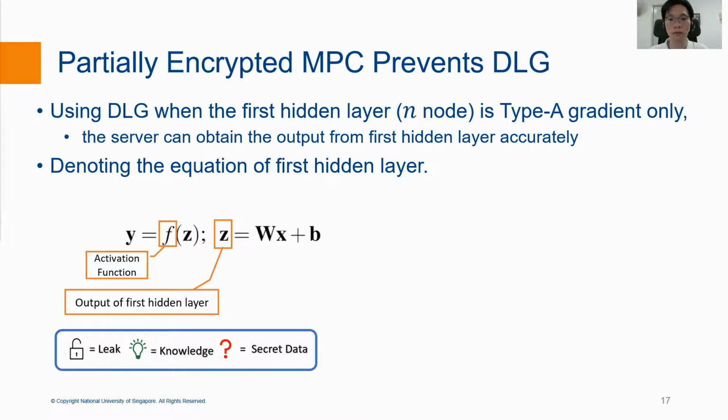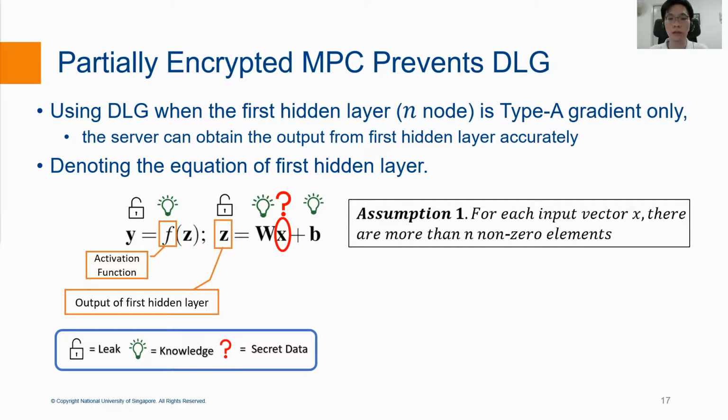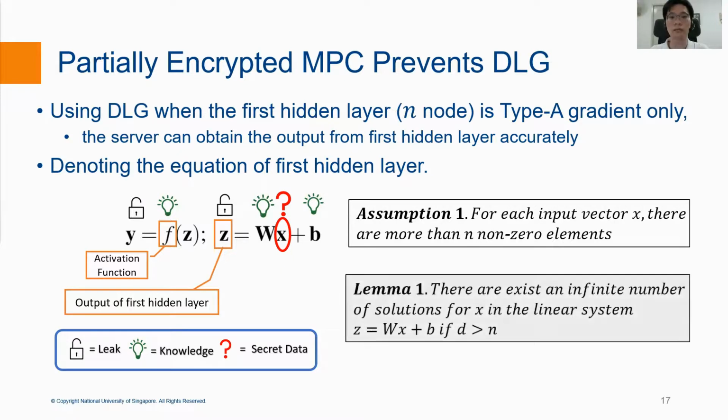Like I said earlier, the curious server has already obtained Y. And the curious server also knows the activation function, so it can obtain the output of the first hidden layer before the activation function accurately. Right now, the weight parameter is also known, and the bias too. So the only variable that needs to be reconstructed is the variable x. In this paper, we assume that the input vector x has more than n non-zero elements. So we claim that for the linear system, the solution for x has infinitely many possibilities when d is greater than n. For example, the dimensionality of the input data is more than the number of neurons in the first hidden layer.